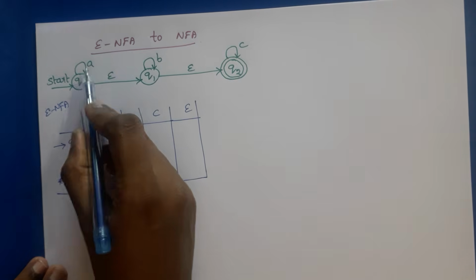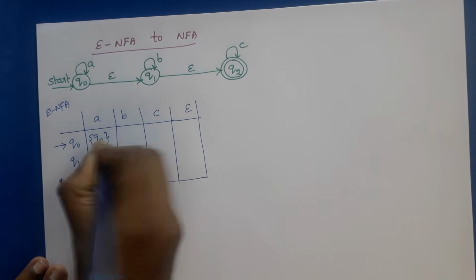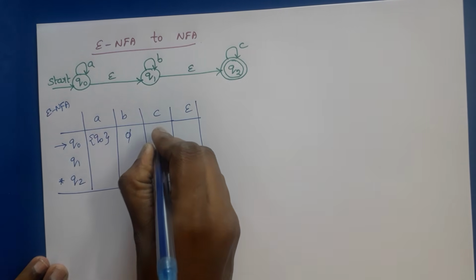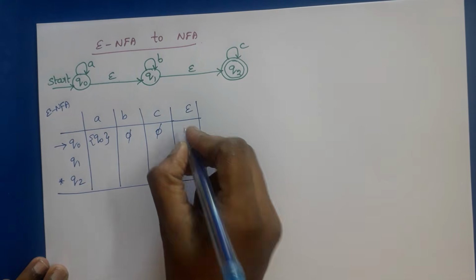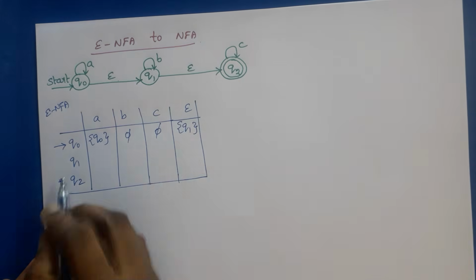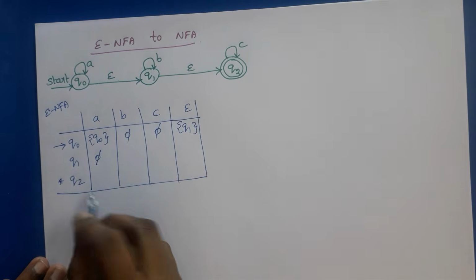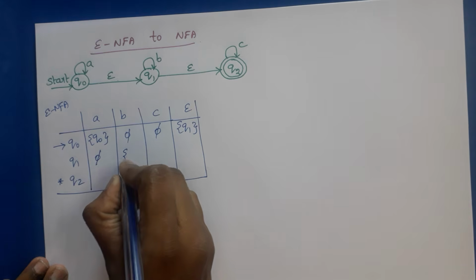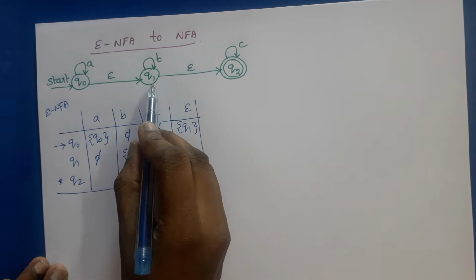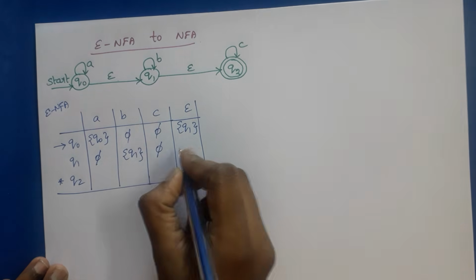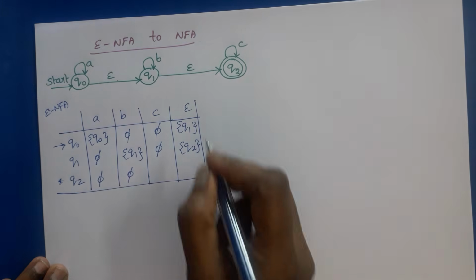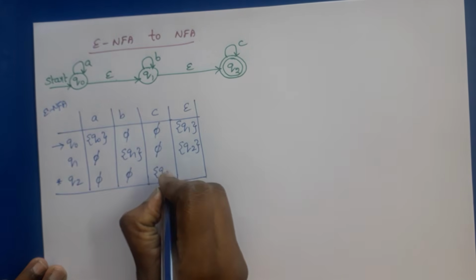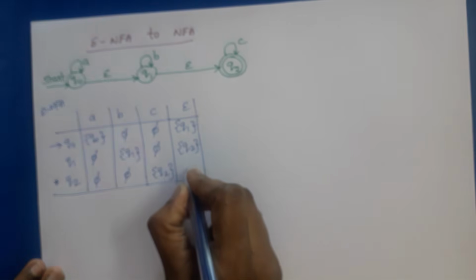Then from Q0, A goes to Q0. There is no B, so phi. There is no C, so phi. Then from Q0, epsilon goes to Q1. Then from Q1, there is no A. From Q1, B goes to Q1. And from Q1, there is no C. And epsilon goes to Q2. From Q2, there is no transition on A, no B transition. C goes to Q2. And from Q2, there is no epsilon transition.